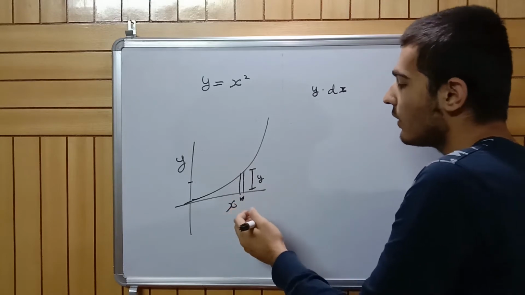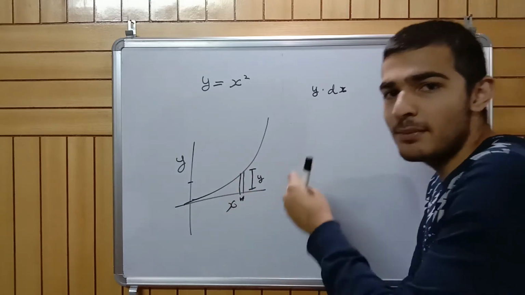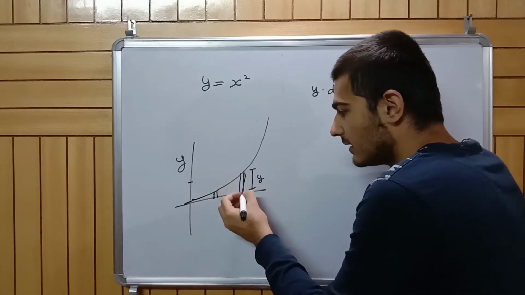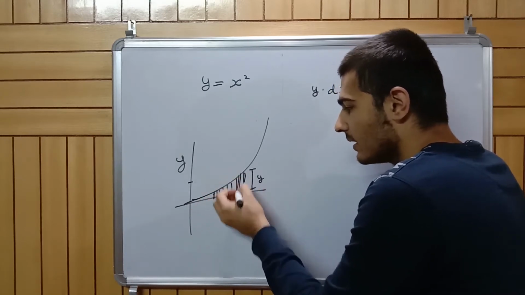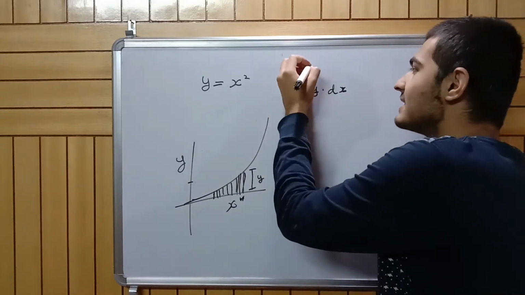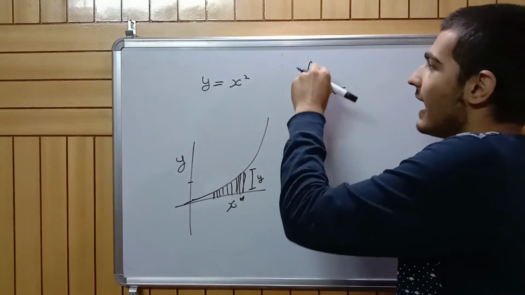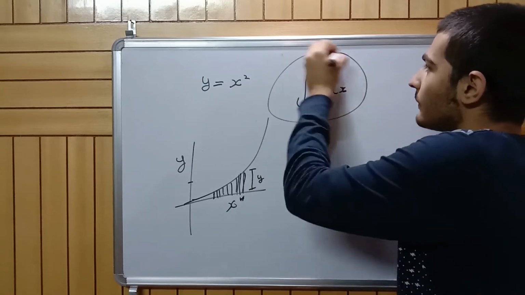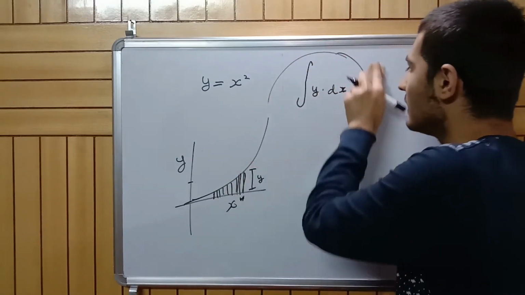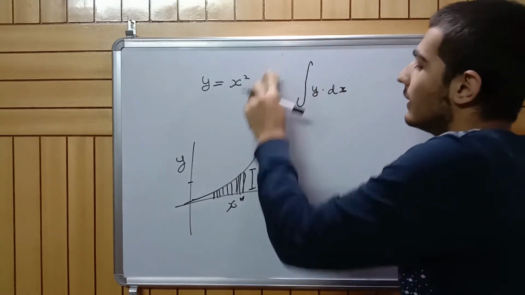Now I obviously had to sum up the area of many rectangles from this point to this point. So how do I sum up? I integrate them, and that's why I put the symbol of integral here. This whole thing represents the area of this whole region. So this is how I represent the area. I'll remove my circle and this diagram.